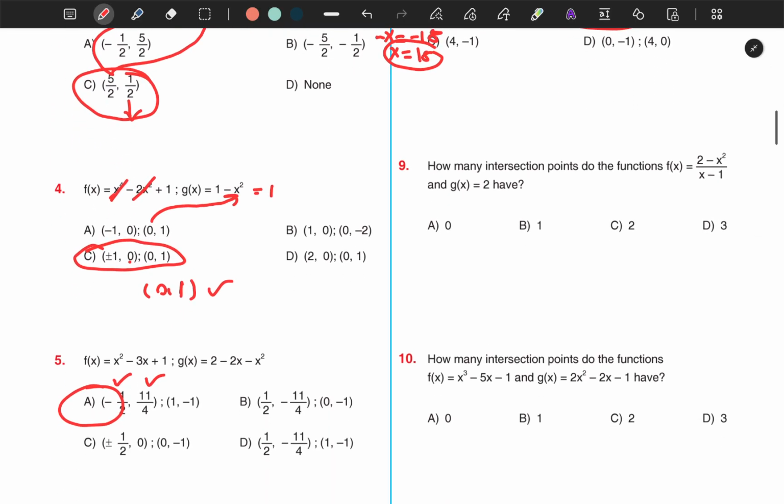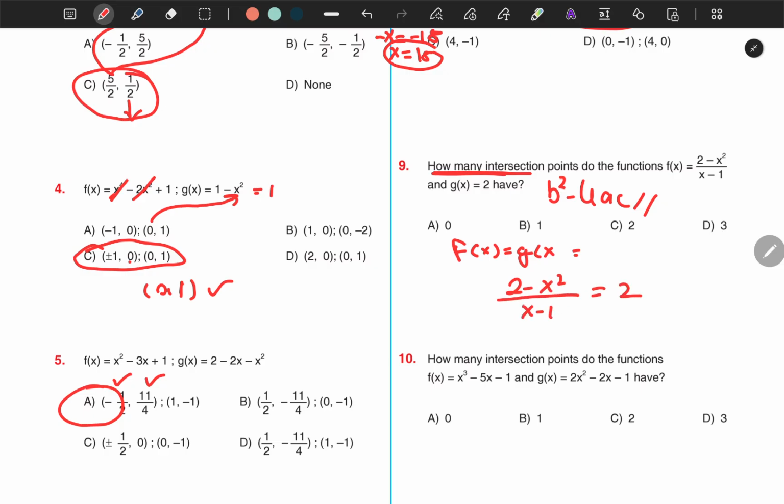How many points of intersection does the function have? And this one has it. For this type of example, I have to equalize them. f of x equal to g of x. For how many? You know that, isn't it? We have to use the b squared minus 4ac. Let me do it. (2 minus x squared) over (x minus 1) equal to 2. Here we have to do cross product. You know that. Okay, if I do cross product, what will be? 2 minus x squared equal to 2 times (x minus 1).